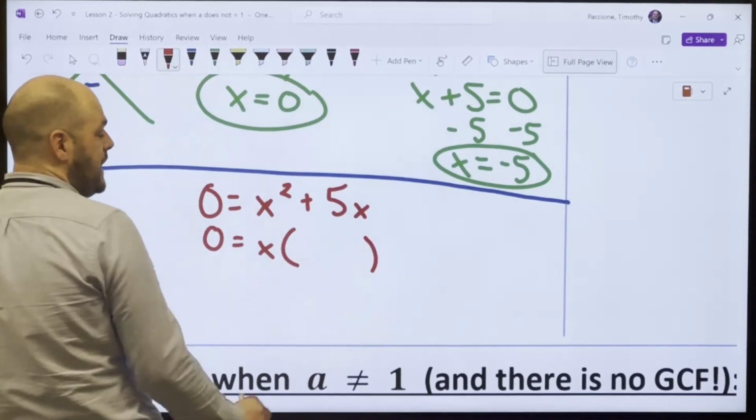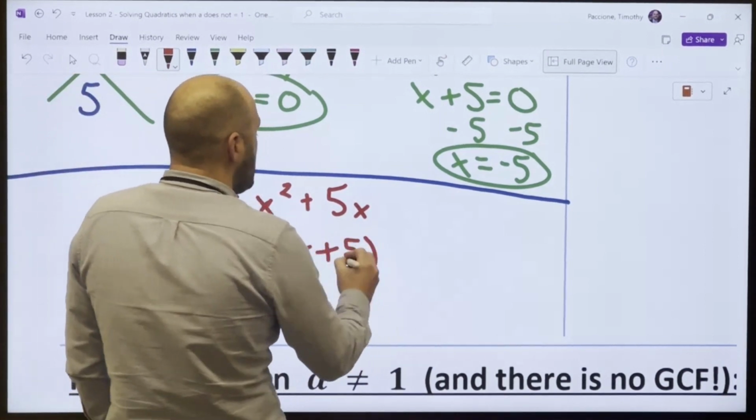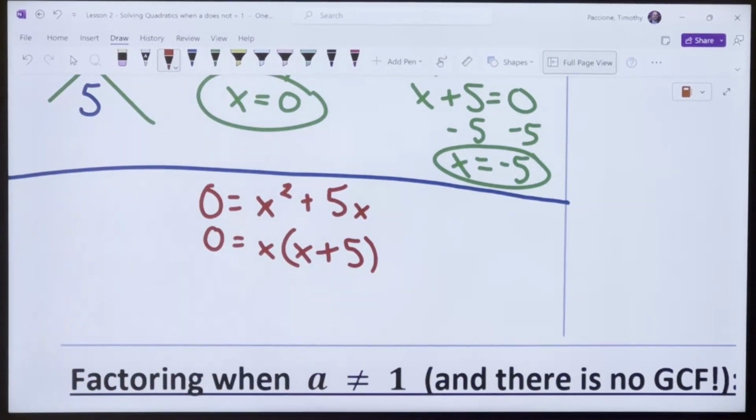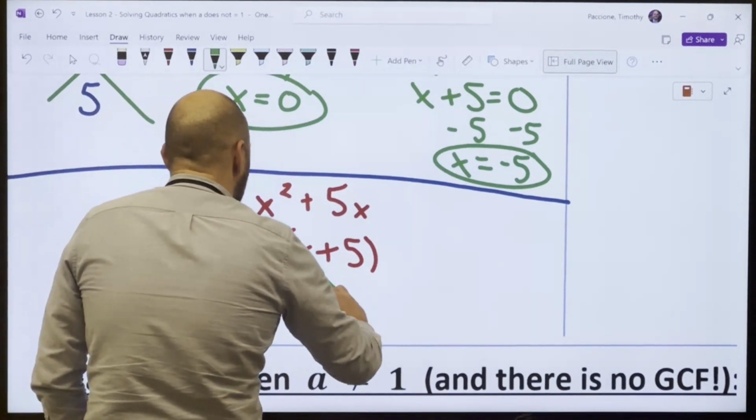Well, x squared divided by x is x. 5x divided by x is plus 5. And I got to the same thing, but I didn't use magic x. So I was able to get there a little quicker, right? Same deal. I would say x equals 0. X plus 5 equals 0.